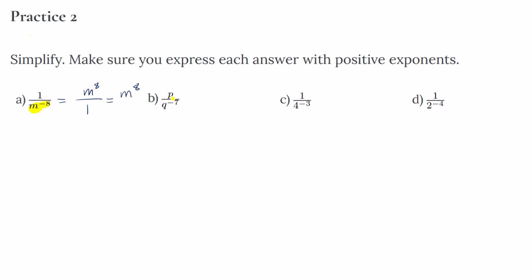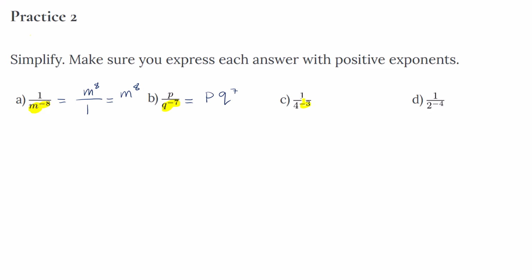For b, we have a negative 7 exponent on the bottom. So to make that negative 7 into a positive, we'll move it and its base into the numerator. So in the numerator, we still have this p. So I'll write the p, and then multiplied by the q to the power of 7.